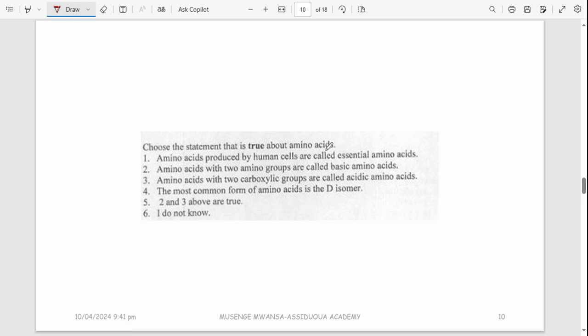Choose the statement that is true about amino acids. Amino acids produced by human cells are called essential. This is not true. Amino acids with two amino groups are called basic. Remember, one amino group is this one here, so we are guessing that the other amino group is on the other group, and then they're going to be basic. So I'm going to still come back to this option. It can be true.